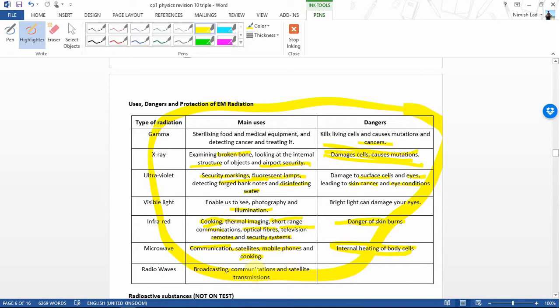Radio waves, the main uses for those are in broadcasting, the radio signals, of course, and communications, like walkie-talkies, those sort of ideas, and some satellite transmissions as well.